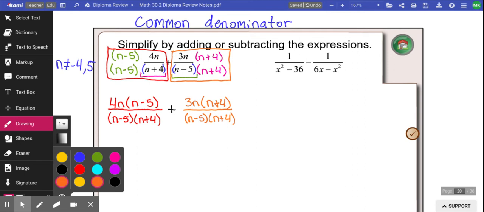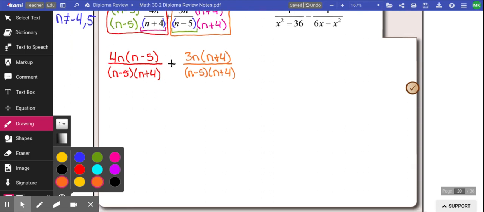It doesn't have to be lowest, just get a common denominator. The reason that's useful is I can now write this as one fraction. When I go to write it as one fraction, on the top, you want to expand. If I'm looking at the red fraction, the 4n is going to go into the brackets to become 4n squared minus 20n.